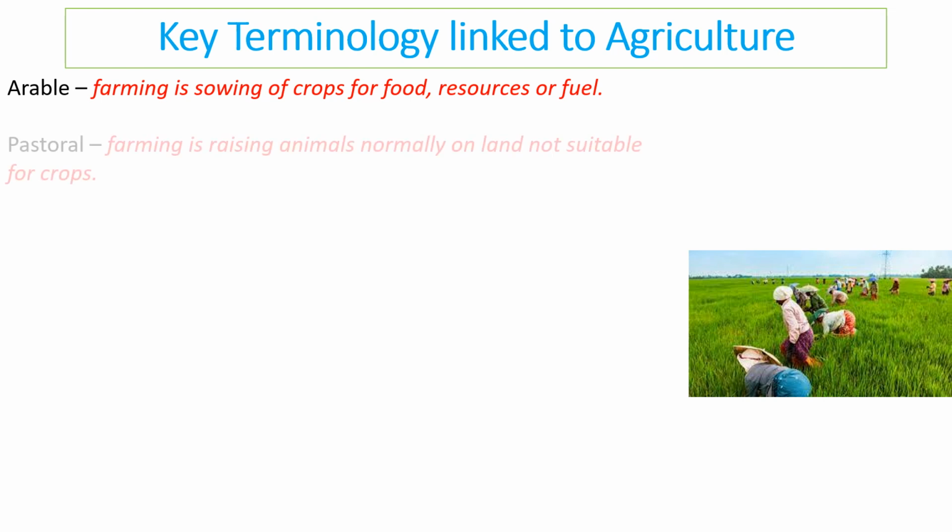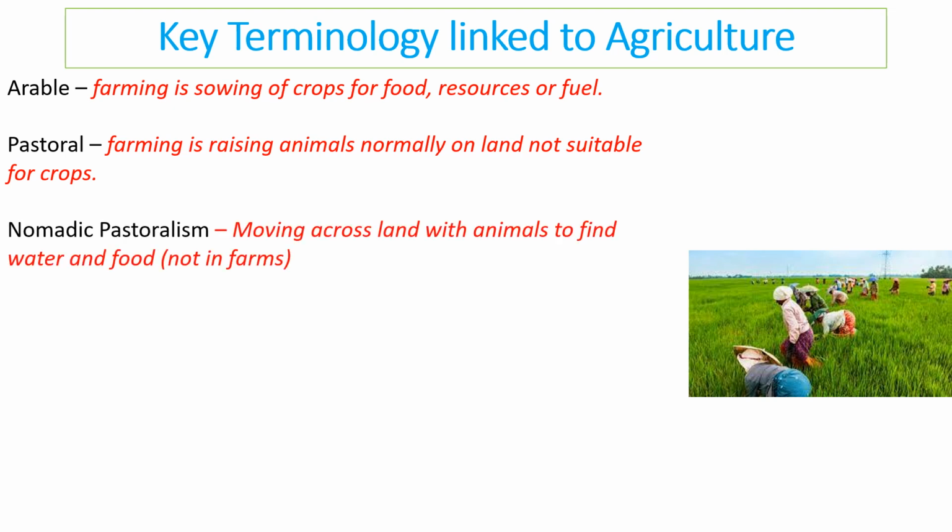You need to be familiar with these, because I'll often ask you a question to compare the sustainability of one type to another. They are as follows. Arable farming is when we're sowing crops for food, resources or fuel, whereas pastoral farming is when we're raising animals, normally on land that is not suitable for crops. Nomadic pastoralism is when people move across land, often common land, with animals to find water and food.